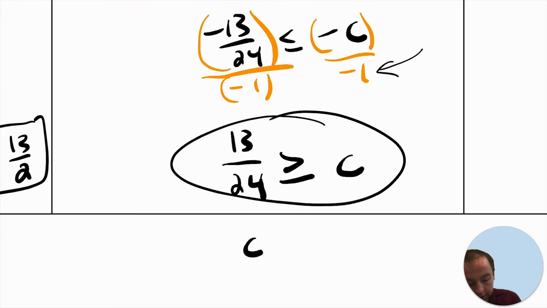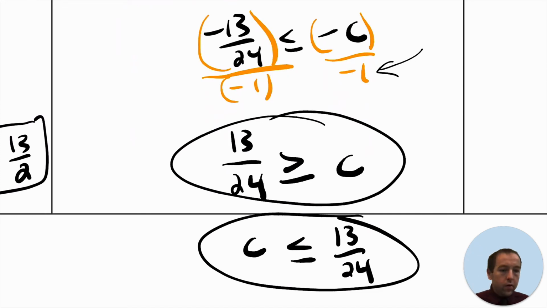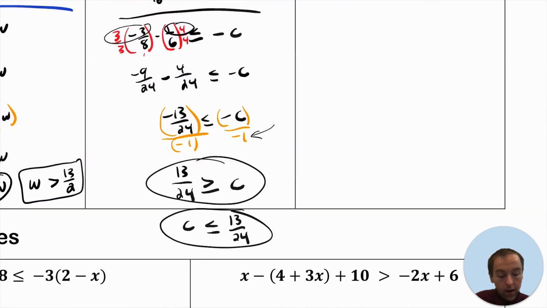That also means, of course, that if we change the direction of the comparison between c and 13/24, then c equivalently is less than or equal to 13/24. So either way you want to write it is a-okay.